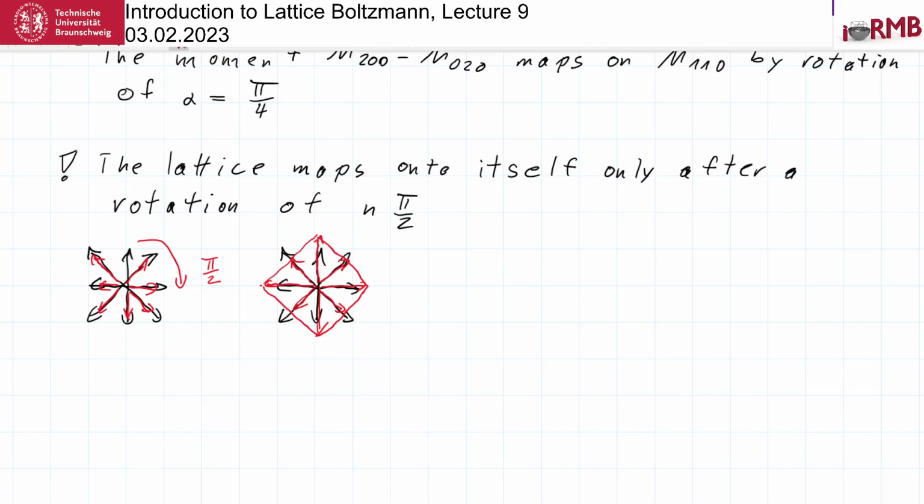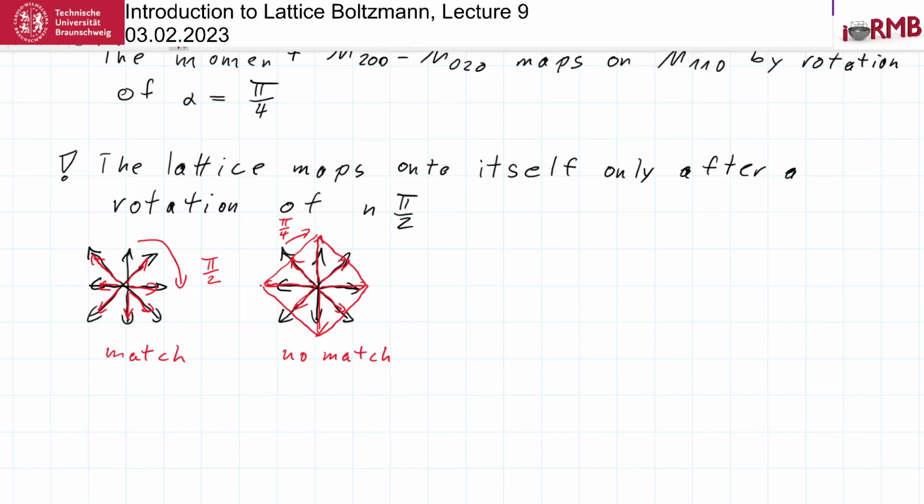So this is a rotation by quarter pi. And you see here's a match, and here's no match. And this, of course, has nothing to do with the physics behind it. This is purely the discretization.